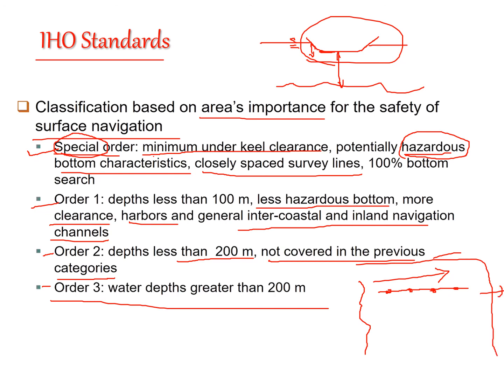So we can say, then again it is coming like this and going like this, and this is like this, it will carry out the survey like this. So this distance and this distance show how closely spaced these are, the survey points and the survey lines. Then second most important, 100% bottom search. Whatever the area is to be covered has to be 100% covered, therefore it's called a special order.